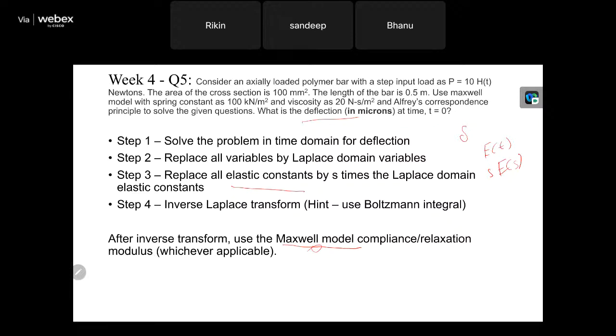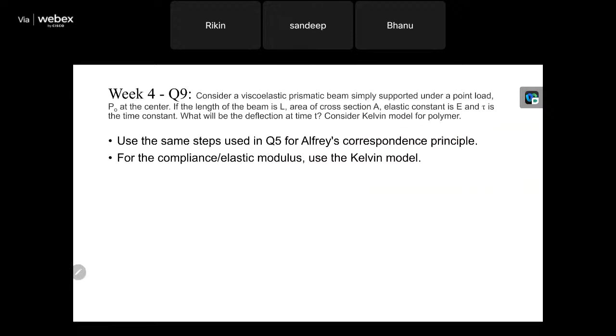Yes, moving further. Question number 9 in week 4. Now, consider a viscoelastic prismatic bar simply supported under a point load, P0 at the center. Now, this is basically a simply supported bar and you have P0. The length of the beam is L, area of cross section is A, elastic constant is E, and tau is the time constant. What will be the deflection at time t? And you have to consider the Kelvin model.